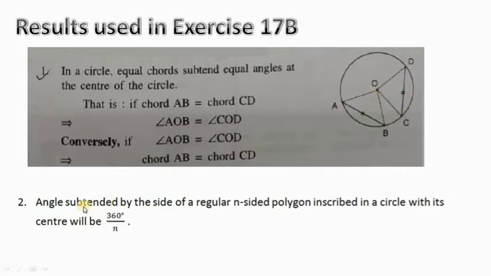Now next, the angle subtended by the side of a regular n-sided polygon inscribed in a circle with its center will be 360 degrees by n. So you just need to memorize this. I'll show you the application of this in the problems.